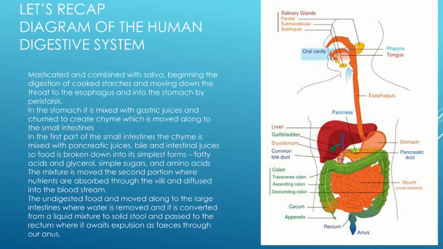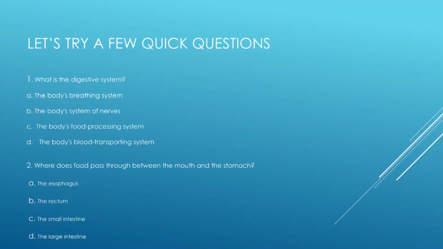Let's recap. What happens in digestion? First of all, food enters our mouth via our oral cavity. It is then chewed and mixed with saliva, and the chewing is referred to as mastication. It moves down our throat and through our esophagus into the stomach.